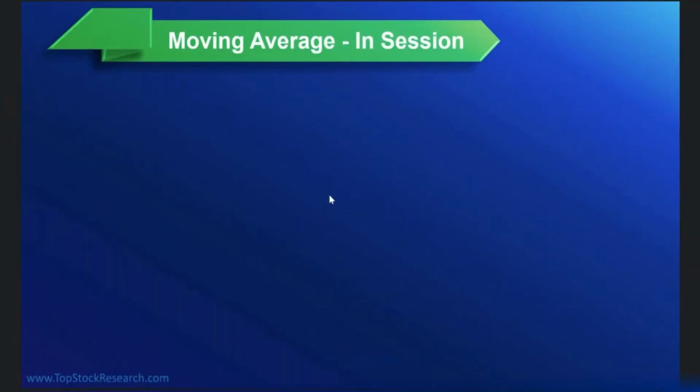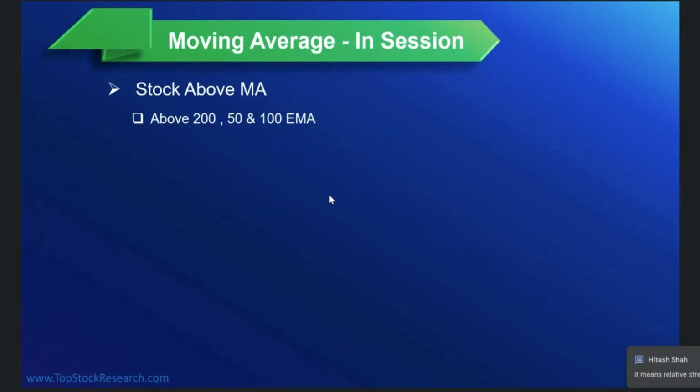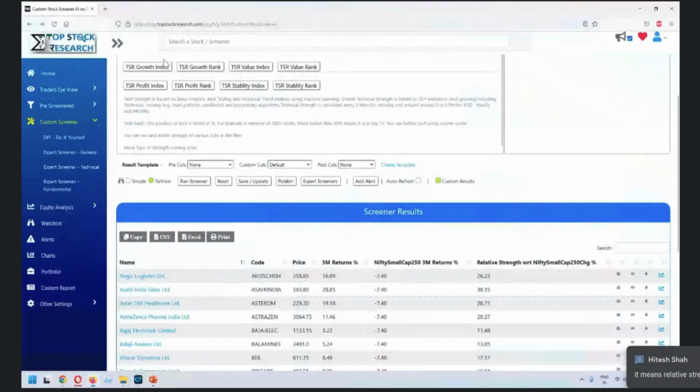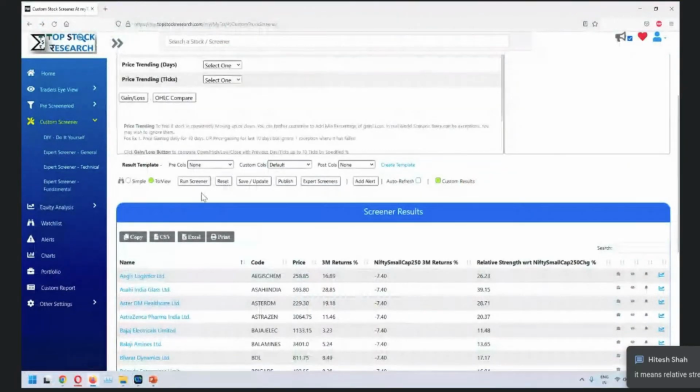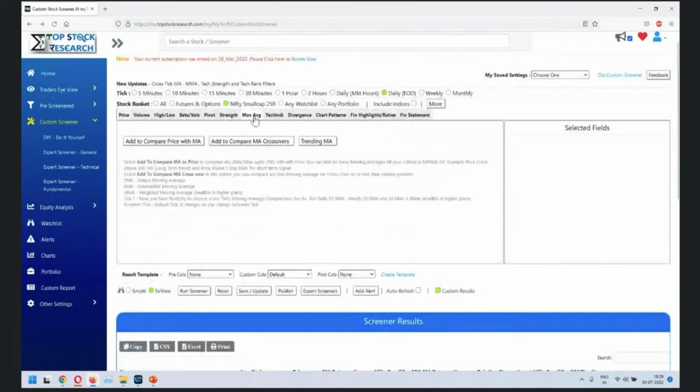So let's move into moving average, right? Again, a very interesting one and very powerful too. So the exercise that we have is to talk about moving average. Okay, very simple: 200, 50, and 100. All right. So we go back to our screener, reset it. Okay, we go to moving average.